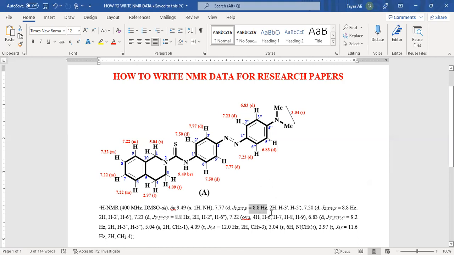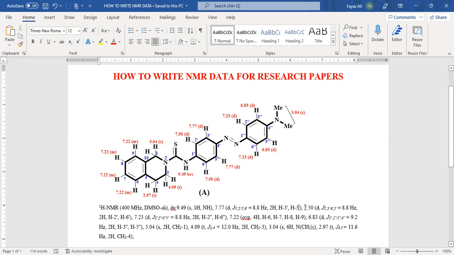Let's move to the other part of this J value. Then there are 2 protons, as I mentioned, 3 and 5. Now you have to represent which protons are there. This is the H3 proton, is it? Yes. And this is H5. You have to show the positions of these protons.